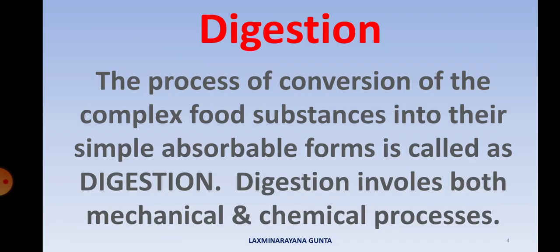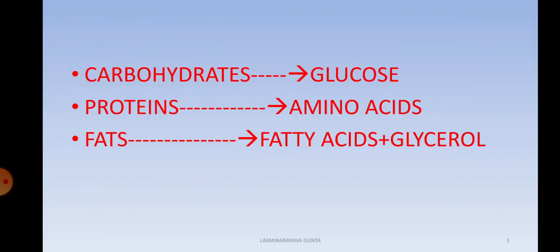Let us now discuss the definition of digestion. Digestion is the process of conversion of the complex food substances into their simple absorbable forms. What are complex food substances? These carbohydrates, proteins, and fats, they are complex food substances.